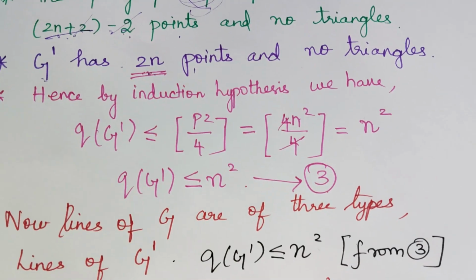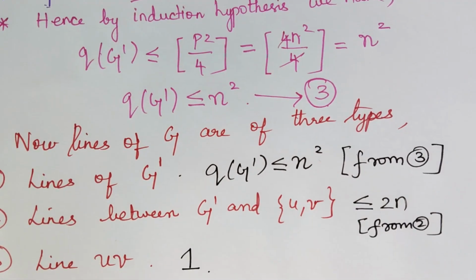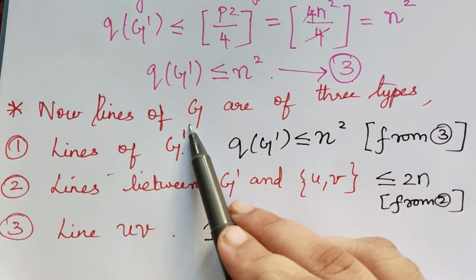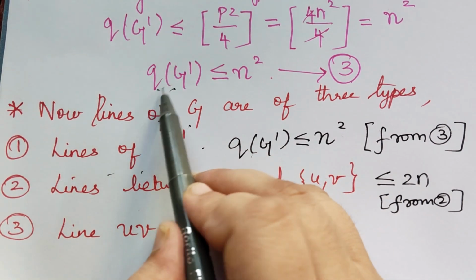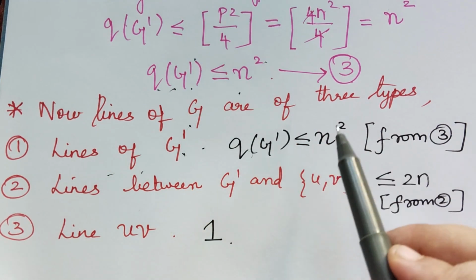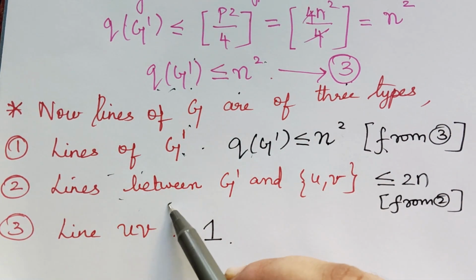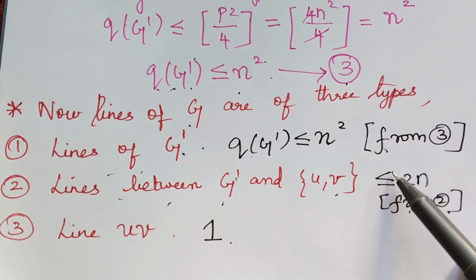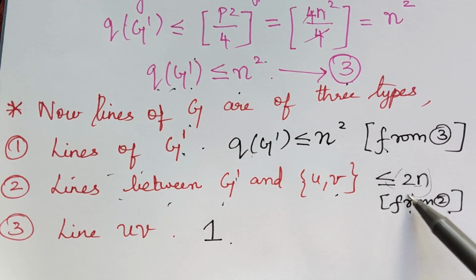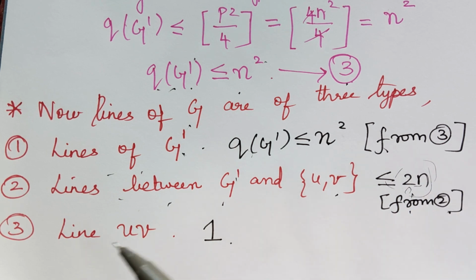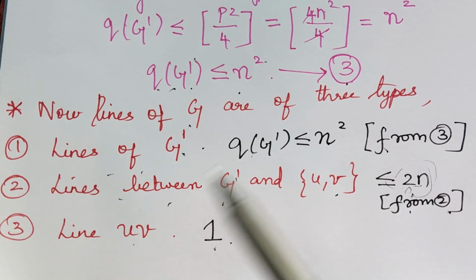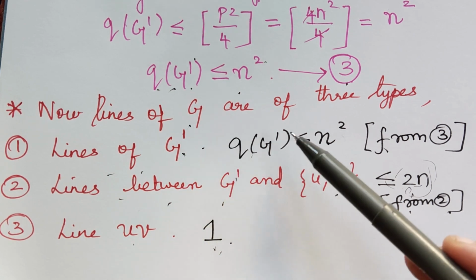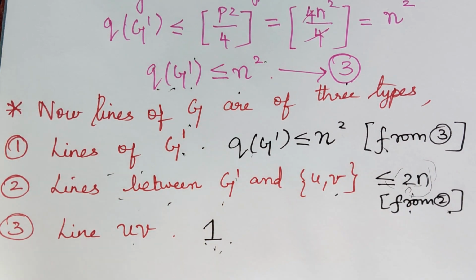As we saw in the previous odd case, now in even case also the lines of G will be of 3 types. First is lines of G dash, where we obtained q of G dash to be lesser than or equal to n square, from 3. And lines between G dash and UV, just previously we saw from 2, it will be lesser than or equal to 2n. And the line UV is 1 because it is one edge. Now in order to find the lines of G, we have to add all these 3. So let us do that.